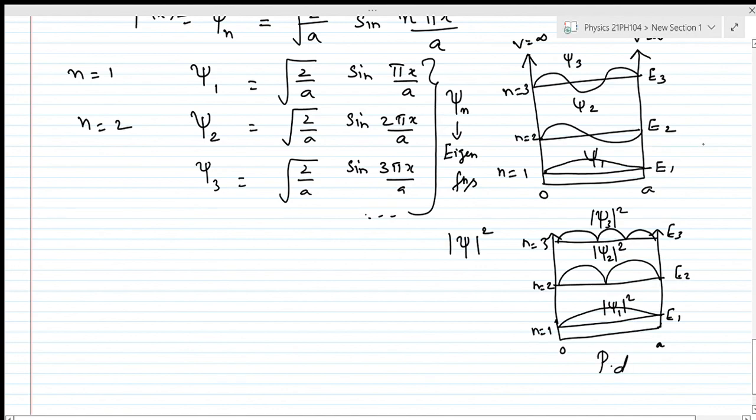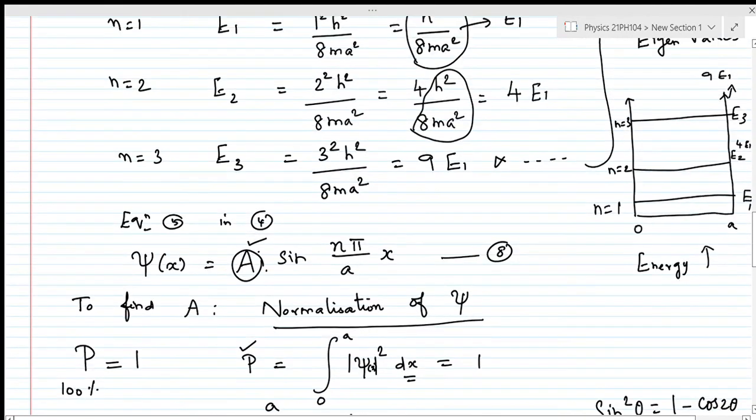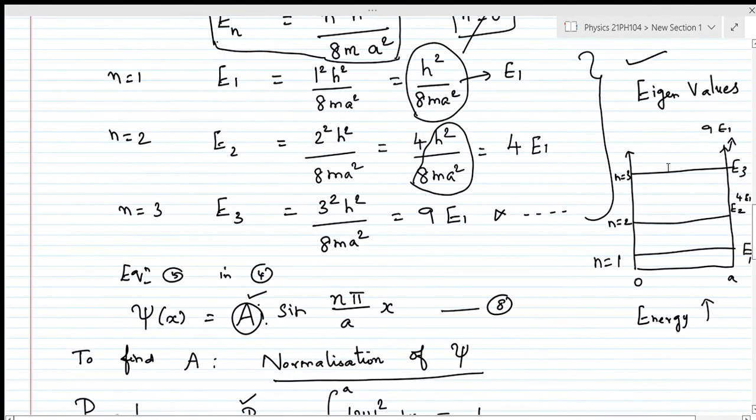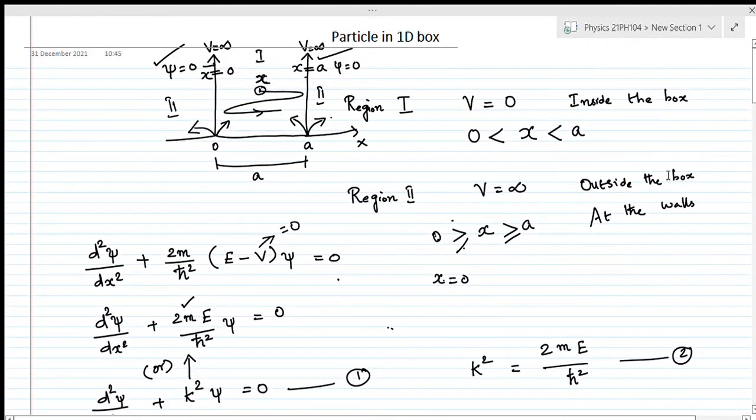Here is the wave function psi, and this is the energy representation. So in this video we have seen the set of energy values E n and the set of wave functions, termed eigenvalues and eigenfunctions, of this particle moving freely in a one-dimensional box of width a.